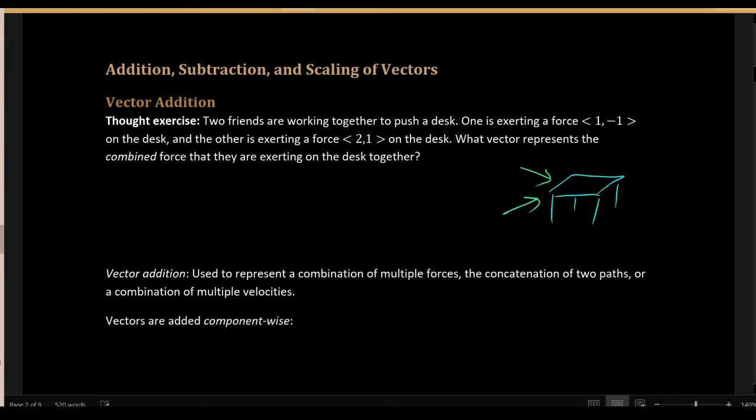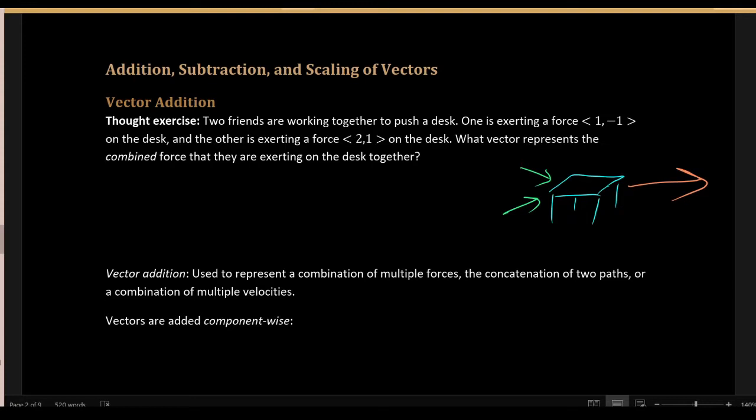Now physically, we can get a sense that these two friends working together are going to exert a combined force on the desk. Both of them are pushing the desk in the positive x direction, so their combined force will probably be in the positive x direction. But since one is pushing the desk down and one is pushing the desk up, their efforts will probably cancel each other out, and as a result the desk is probably not going to move at all in the vertical direction.